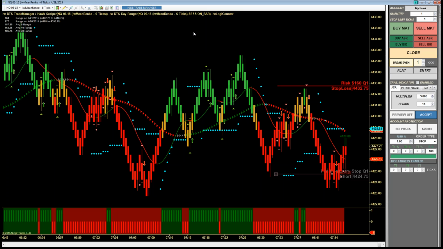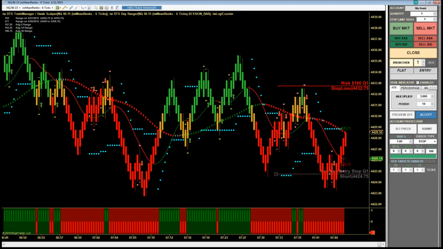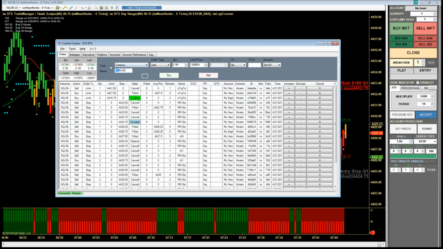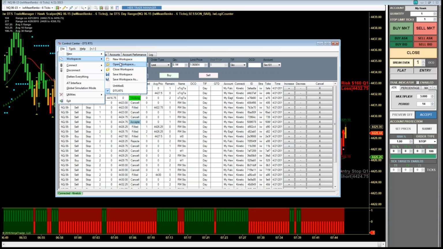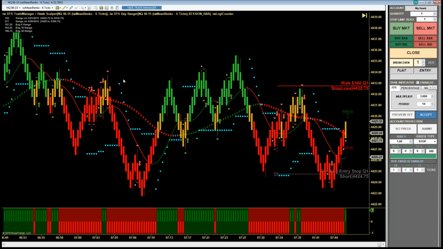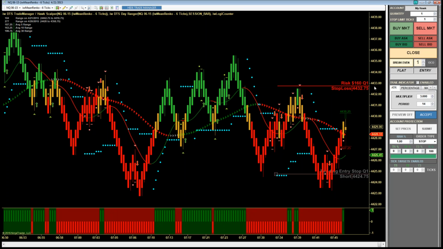The other thing you can do, if you really get yourself in a jam, is just close your DTS, go to your control panel, and close your workspace. And then when it asks you whether you want to save your workspace, answer no.